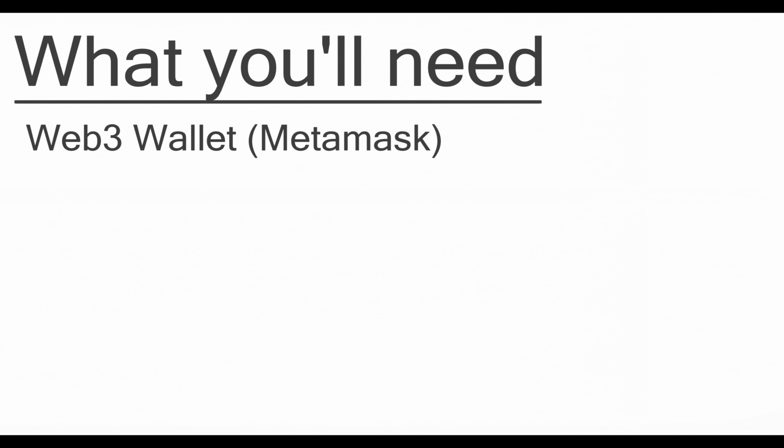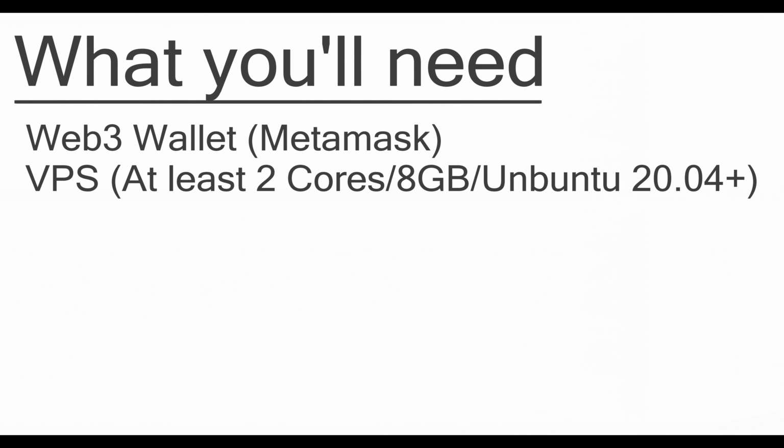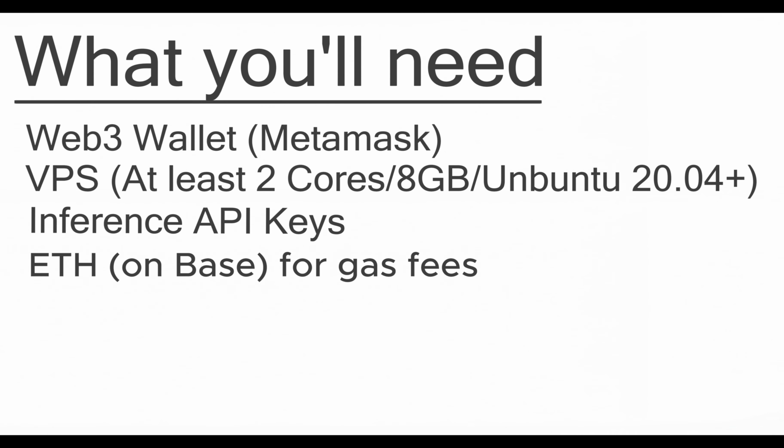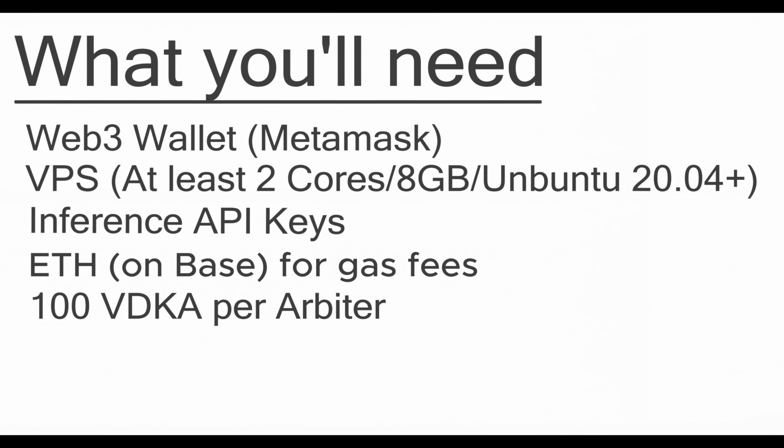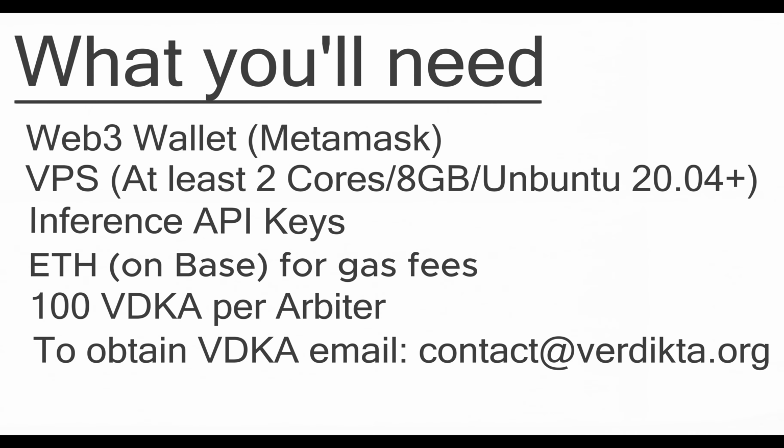To run an Arbiter, you'll need to have a Web3 wallet, such as MetaMask, available, a VPS with at least 8 GB of RAM running Ubuntu 20.04 or above, various API keys, a small amount of ETH on Base for gas fees, and 100 VDKA tokens. We'll go through these requirements as we progress through the install.